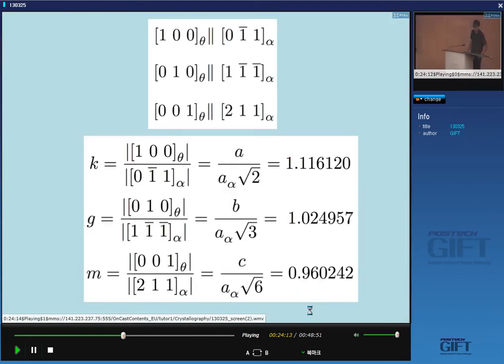Right, so we have this information from the electron diffraction pattern that you saw in the last slide. And I work out the magnitude of the 100 theta cementite vector, and that's just A, and divide it by the magnitude of the 011 alpha, and I get this, and similarly for the other two. And I use these factors to convert these parallel relationships into equalities.